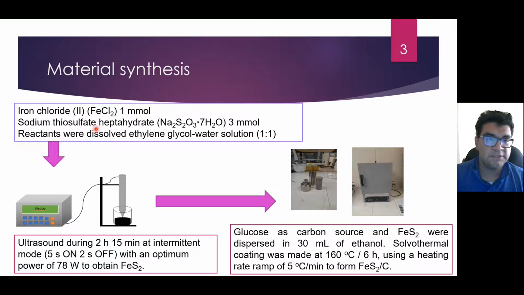For the material synthesis, in this project, those reactants were used, dissolved in ethylene glycol water solution in this volume relationship. Pyrite composite was synthesized successfully by using a sonication probe at a time of 2 hours 15 minutes with a power of 78 watts and ambient conditions, and then pyrite was coated with carbon using a glucose source by solvothermal method using these conditions.